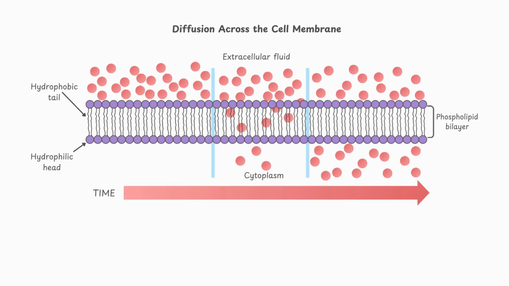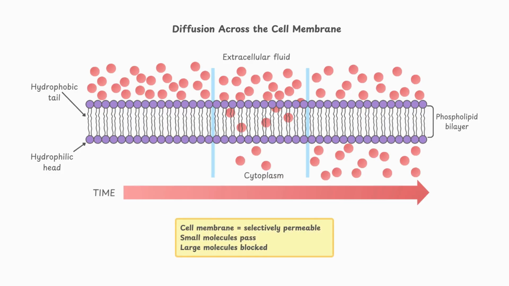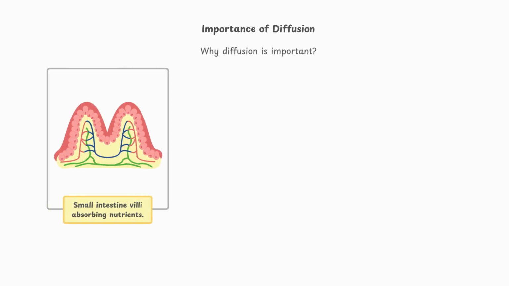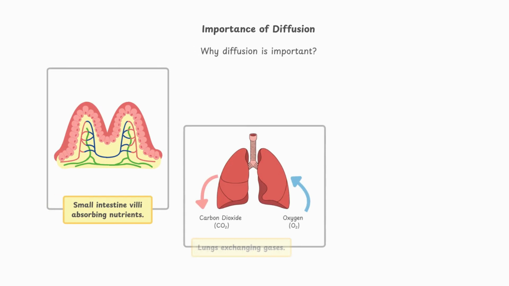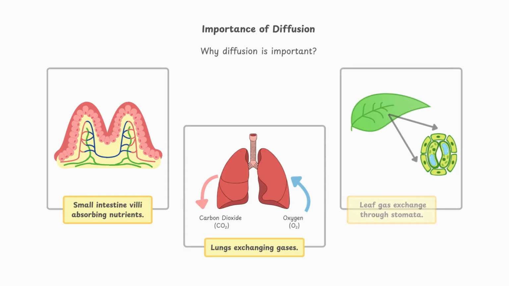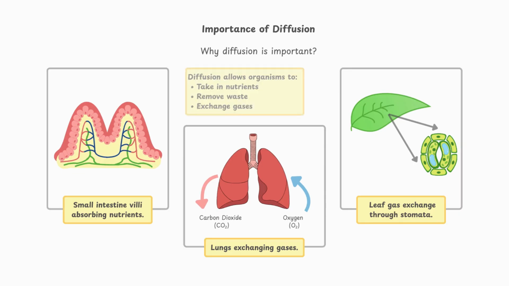Small molecules, such as oxygen and carbon dioxide, can diffuse through easily. Larger molecules usually cannot pass without assistance. Diffusion is essential for life. It allows organisms to absorb nutrients, remove waste products, and exchange gases for respiration and photosynthesis. Without diffusion, cells would not receive oxygen or nutrients, and waste would build up.